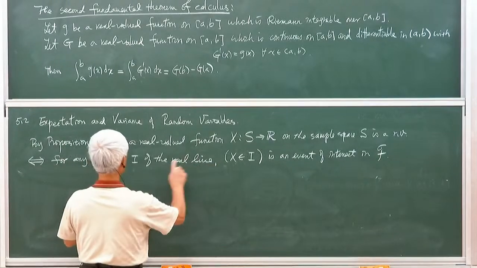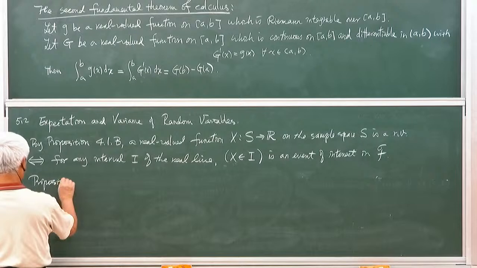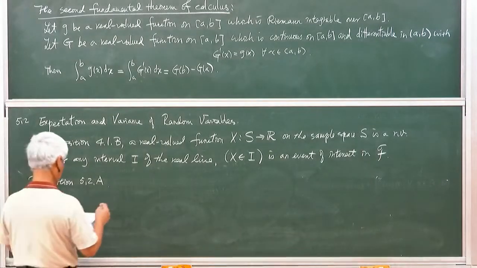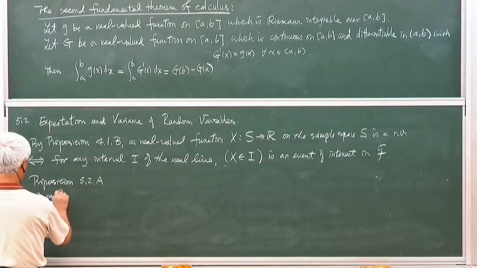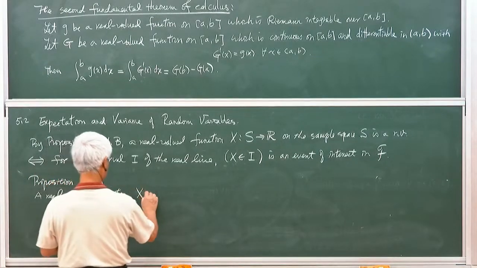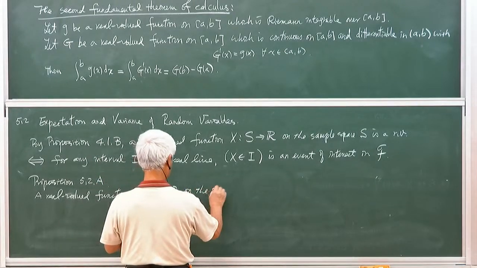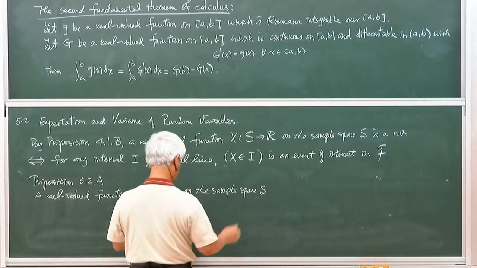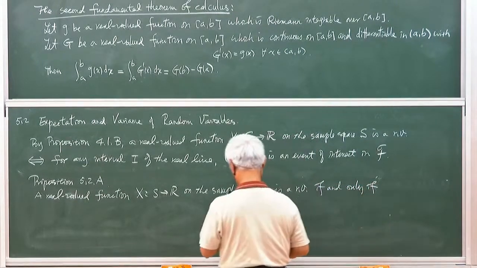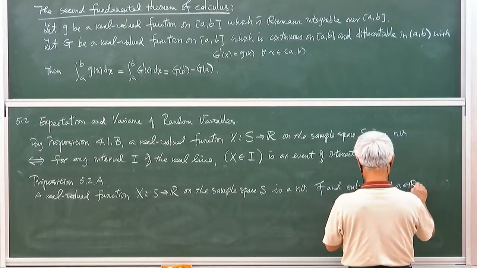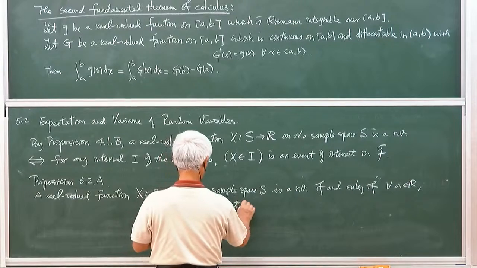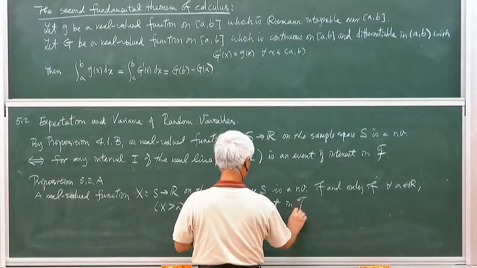And we can further weaken the condition in the proposition. So here, a real-valued function X on the sample space is a random variable if and only if for any A in R, X greater than A is an event of interest in F. Okay.